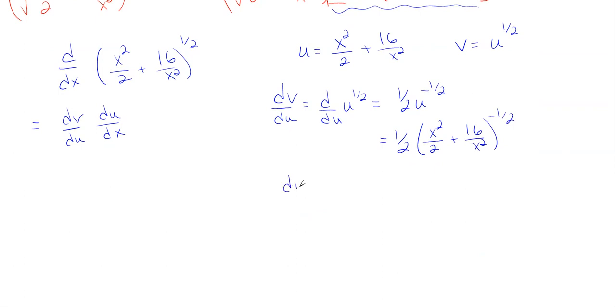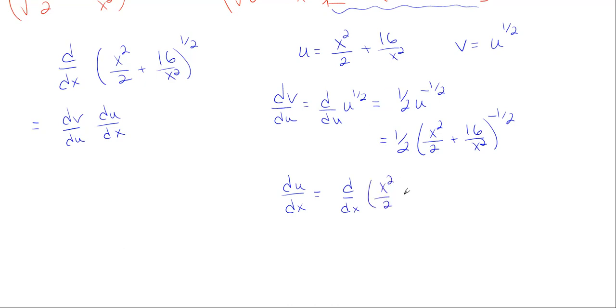Then we have to find du/dx. We're almost done. So this one is not terrible. It would just be x from the first portion, and then the second portion, let me just rewrite it real quick in terms of this. So we would have d/dx, because I did a little bit of rearranging here.